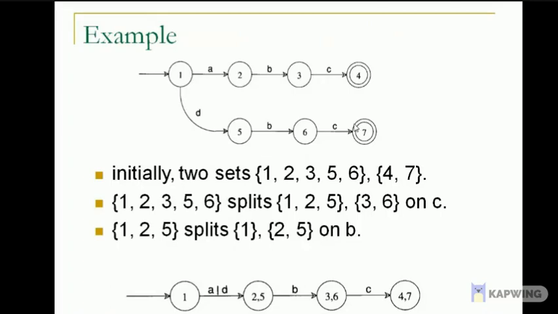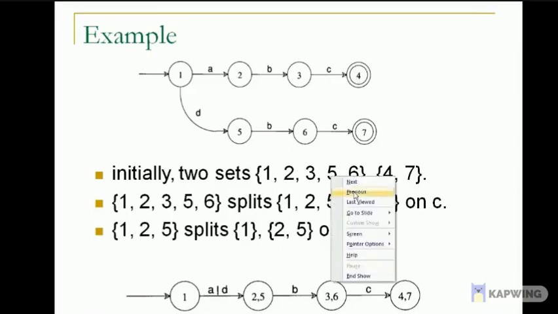So when you are splitting the states into 2 groups, we can group like this. 4 and 7 are final states. 1, 2, 3, 5, 6 are non-final states. Now we have to find out, is there any way to split that 1, 2, 3, 5, 6 into further sets? So how can we do that? That's what we are going to see in this algorithm.